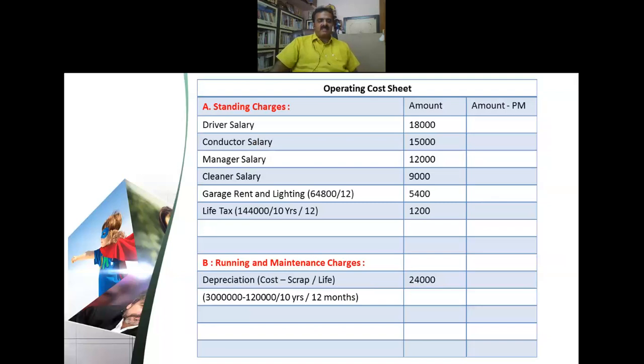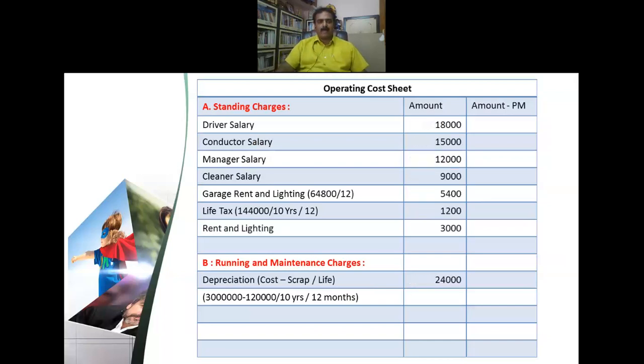Next is life tax. As explained earlier, the life of an asset is 10 years, that is to say for a minibus, and the tax paid is 1,44,000 for the 10 years. So 1,44,000 divided by 10 years, and we need to calculate for one month, divided by 12 comes to 1,200. Then rent and lighting, one more is there, that is around 3,000 rupees. Repairs is given as 7,200. Diesel and oil is given as 72,000. So these are the items given in the question, and we find the total.